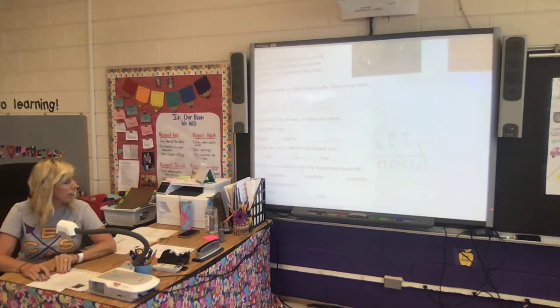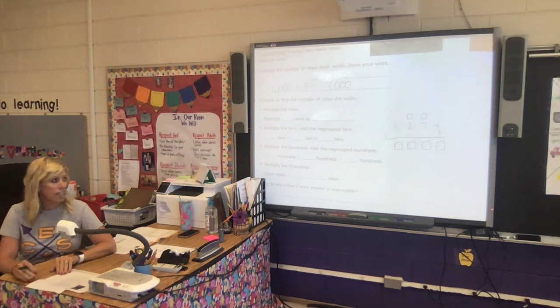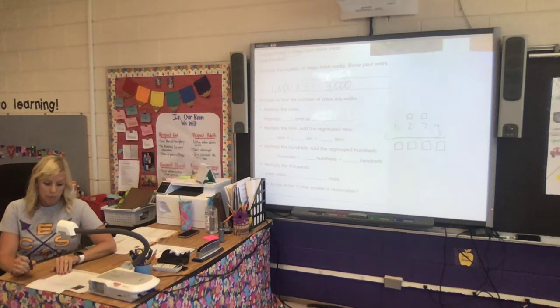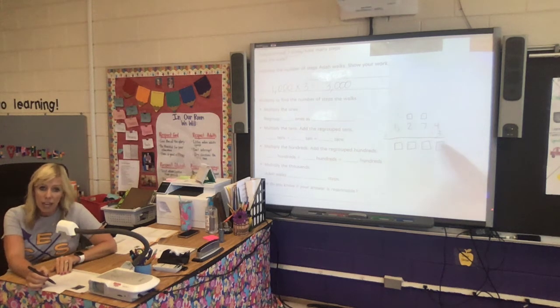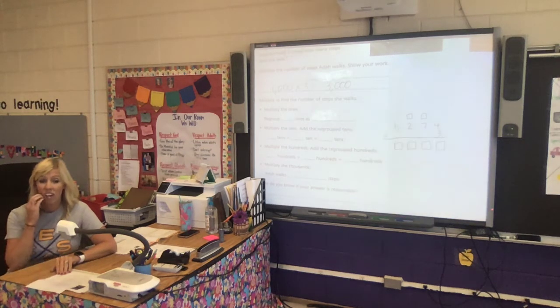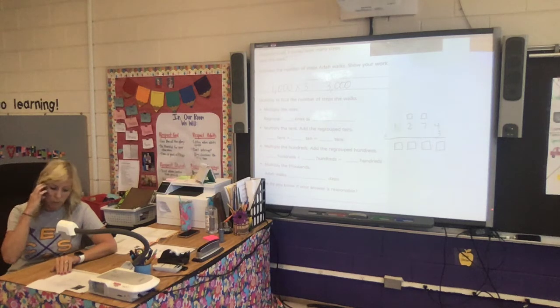Now, one thing I want to remind you guys is that as we're multiplying, this is not just 3 times 4 and 3 times 7 and 3 times 2. We've talked a lot about place value, and we know that these numbers represent different values, so we're going to discuss that as we're multiplying.